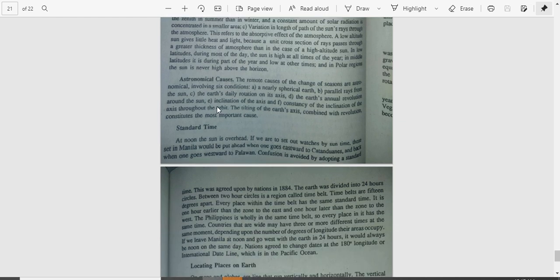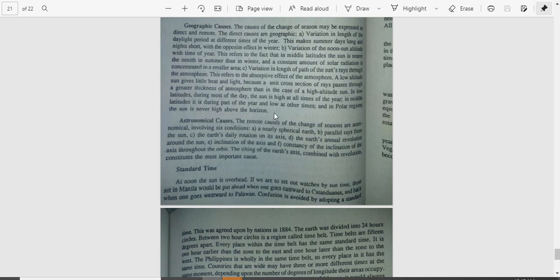Next is the astronomical cause. Okay, the astronomical causes have your A, B, C, D, E, up to F. The remote cause of the change of your season astronomically involves 6 conditions.